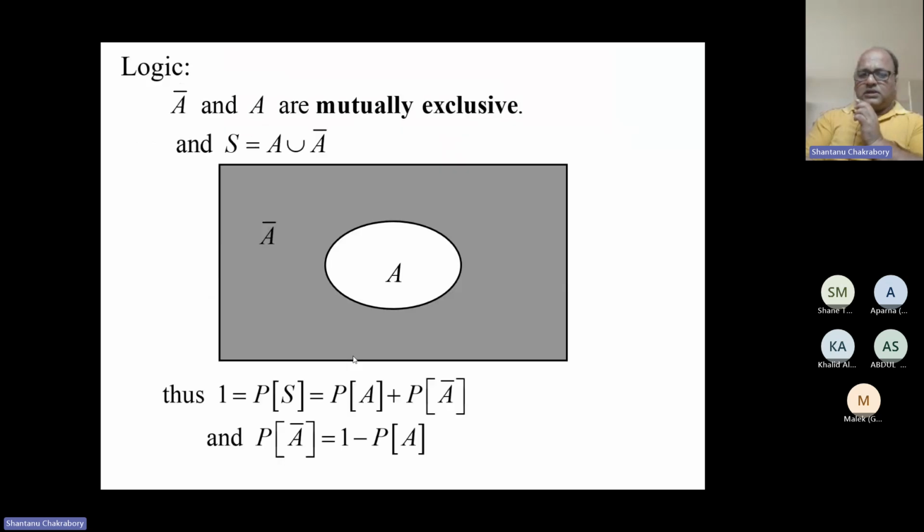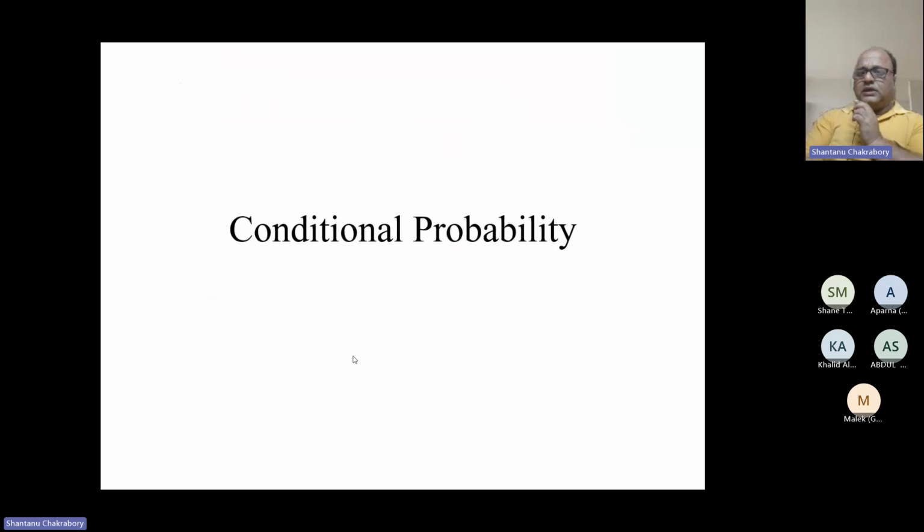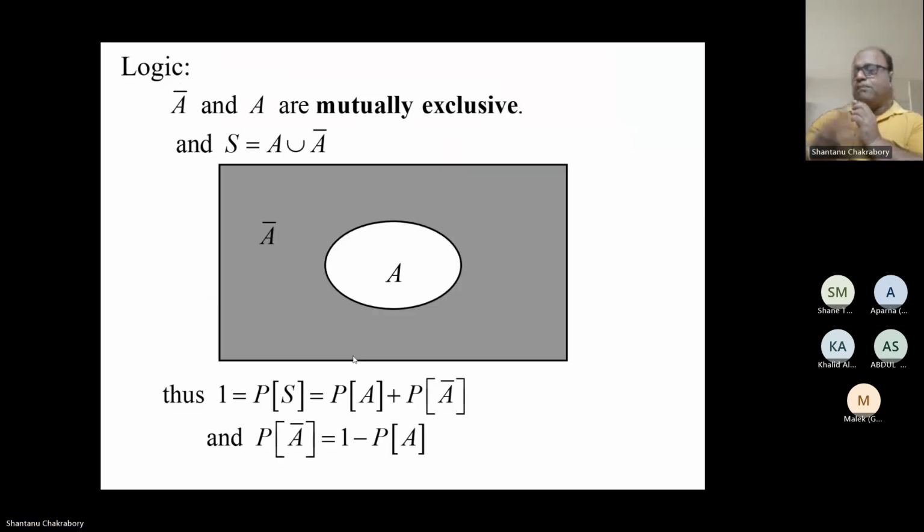And that is how we see the complement. For mutually exclusive events, their union can be represented in this particular way. So this is how we represent the complement of two different events.